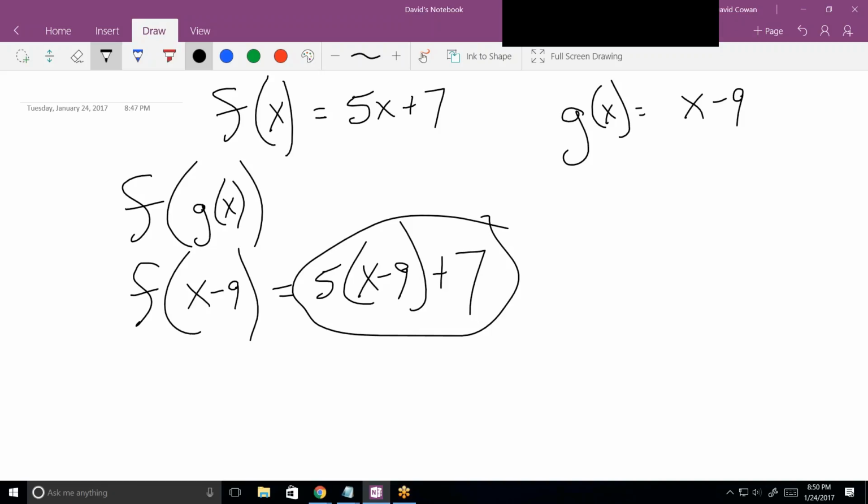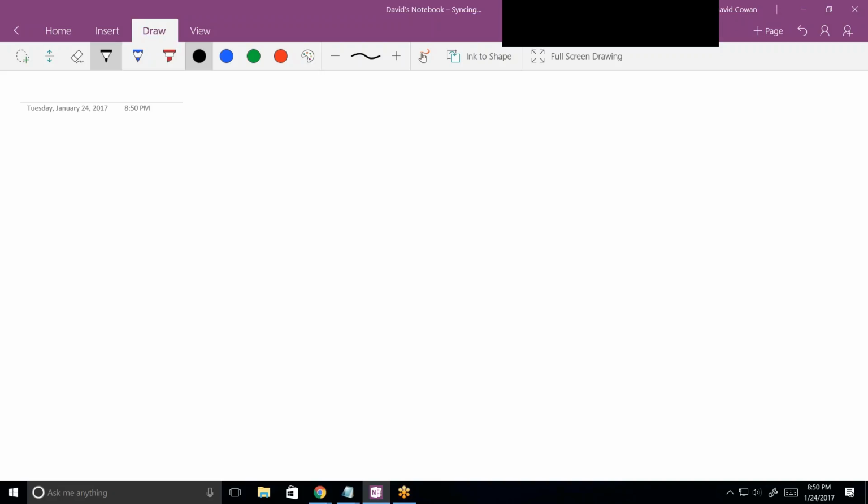Okay. However, some of these are really interesting because your final f of g may not look like it has domain restrictions, but it does. I'm looking for one that might be like that. Let's look at 14.